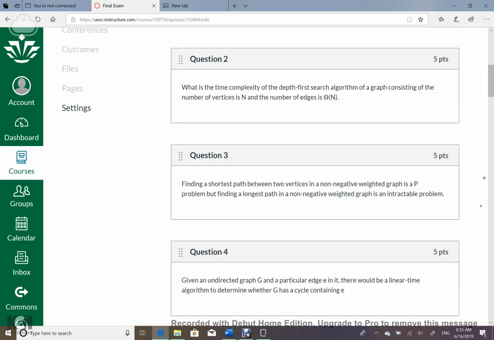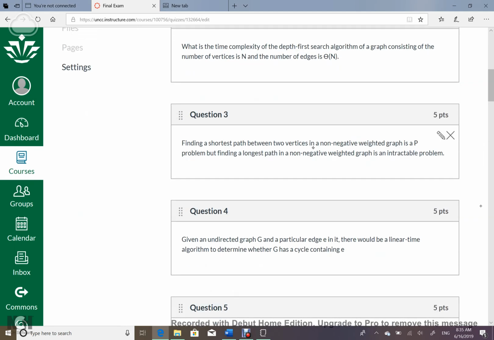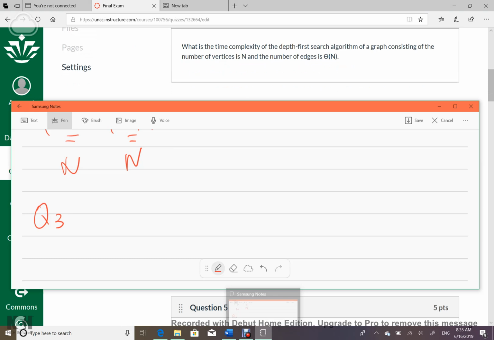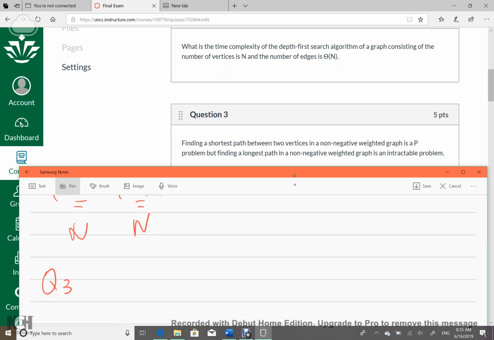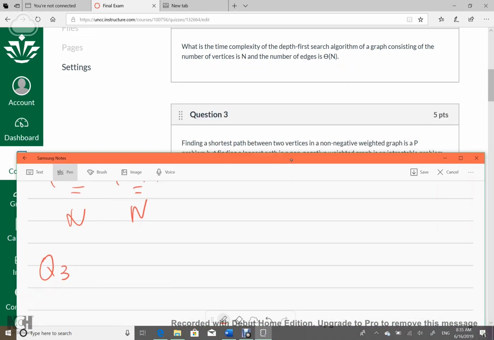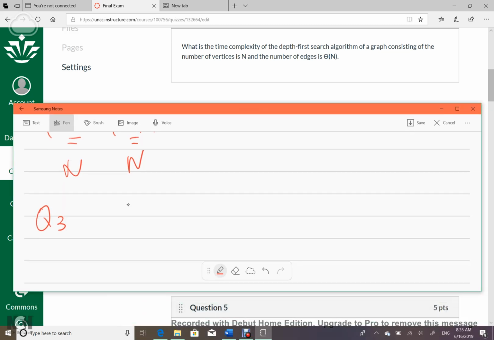In question 3, finding the shortest path between two vertices in a non-negative weighted graph is a P problem, but finding a longest path in a non-negative weighted graph is an intractable problem. What does this correspond to? Let's say first, we still use this graph, if they have non-negative weights 2, 3, 4, 5, right?